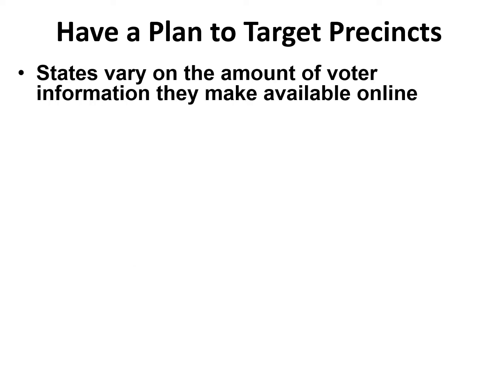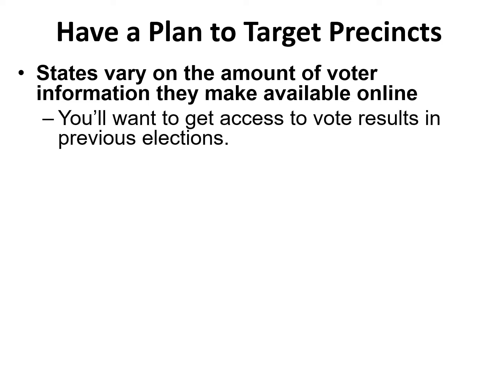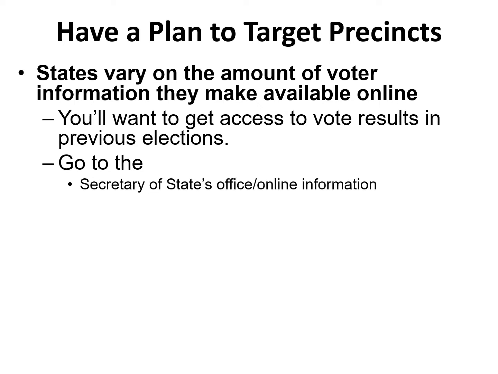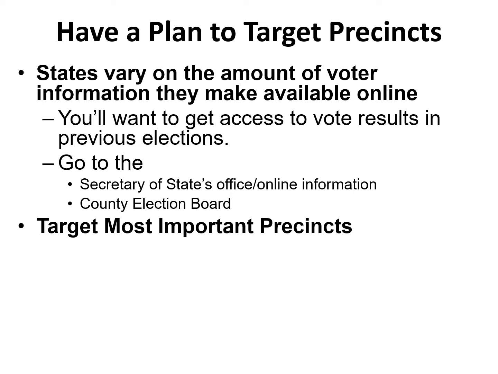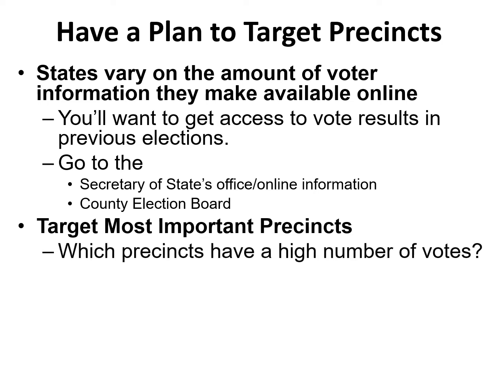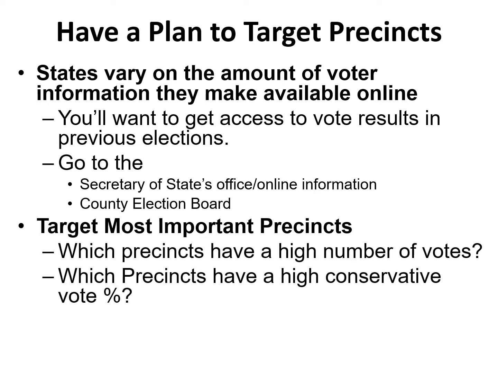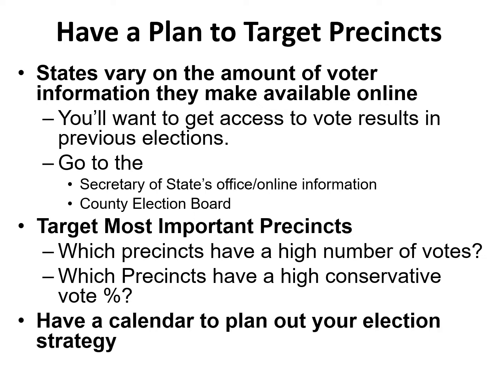States vary on the amount of voter information they make available online. You'll want to get access to vote results in previous elections. So one of the things that you can do is go to the Secretary of State's office for their online information. You can also look at the County Election Board. And once you have this information, you'll want to target the most important precincts. Which precincts have a high number of votes? Which precincts have a high conservative vote percentage? Have a calendar to plan out your election strategy.